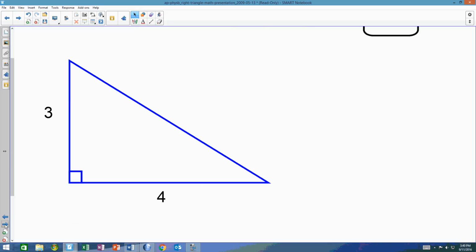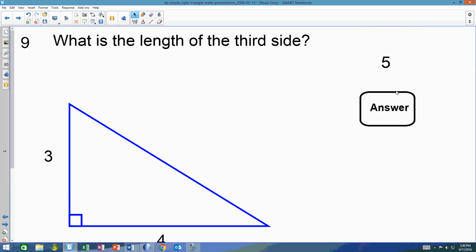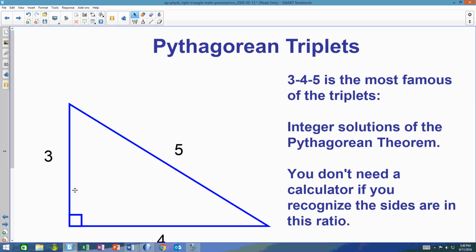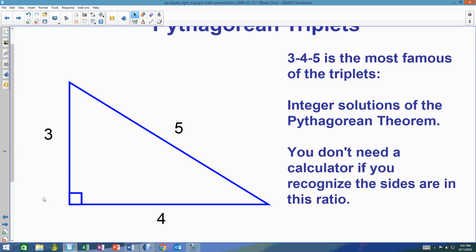What is the length of the third side? If you need more time, pause the video. Hopefully you knew that it was a 3, 4, 5 triangle. Okay, so a 3, 4, 5 triangle is the most famous of the triplets, the integer solutions of the Pythagorean theorem. You don't even need a calculator to recognize the sides are in this ratio.